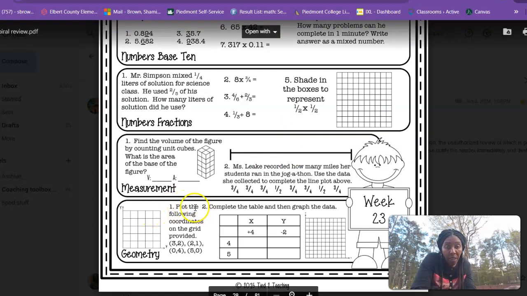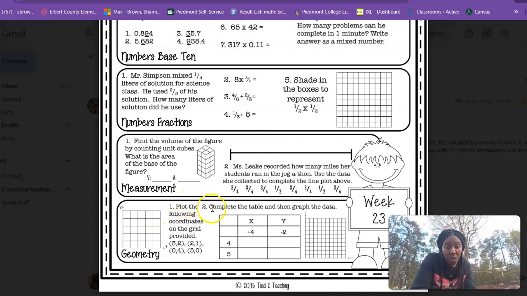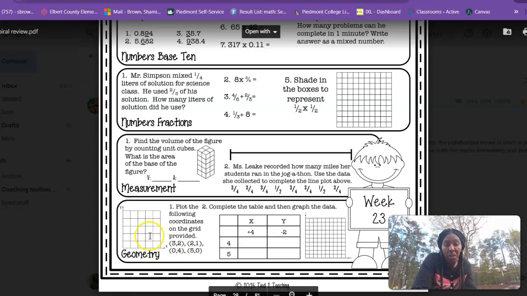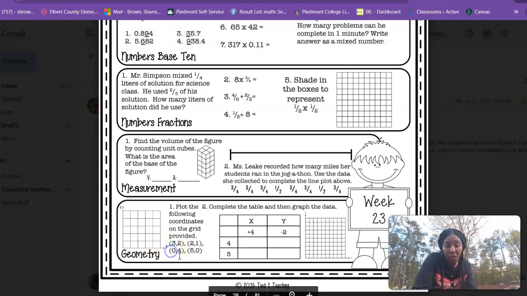And this says plot the following coordinates on the grid provided. So they give you the coordinates 3, 2. So you would go ahead and plot 3, 2. So you go over 3, 1, 2, 3, up 2. Then for this one, 2, 1, you would go over 2, up 1, and then you would plot all of these and this one too.